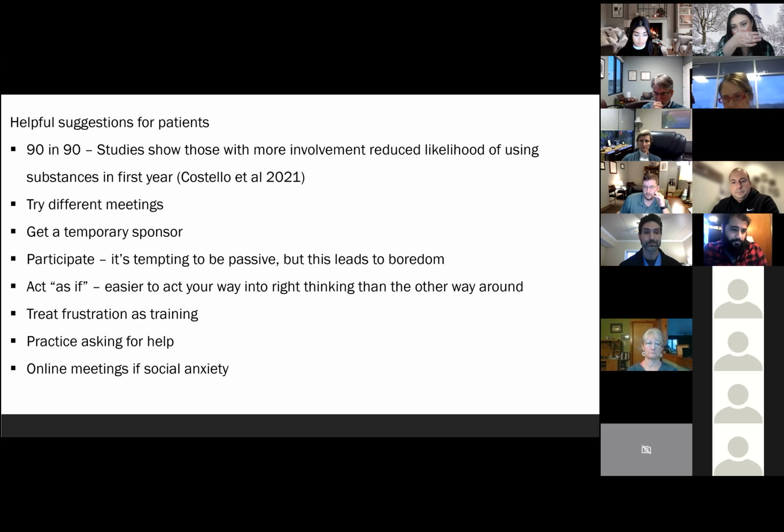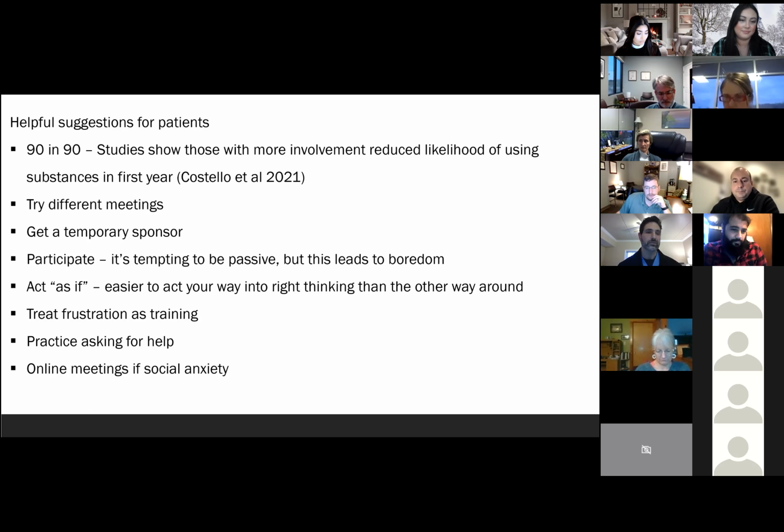I encourage people to practice asking for help. Asking for help can be extremely difficult early in recovery, so I just frame it in terms of practice. Why don't you practice asking for help? Tell somebody what's going on or see if somebody can help you, rather than trying to take your problems on all by yourself.